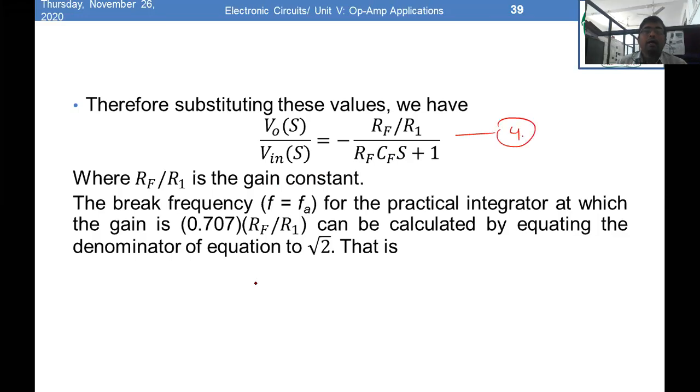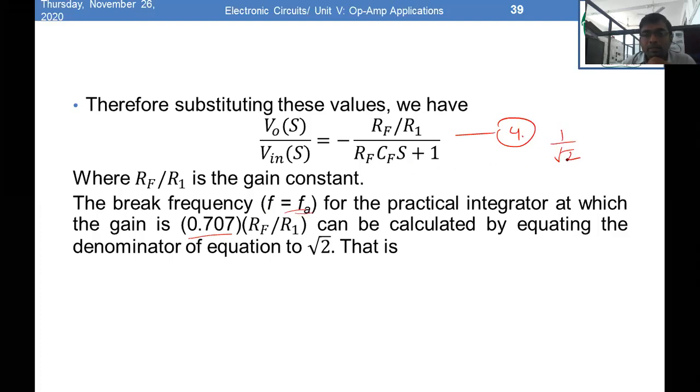The break frequency is the frequency at which the practical integrator gain decreases to 70% of the maximum gain, also called the cutoff frequency. Your gain decreases to 1 upon root 2, or 0.707, of the maximum gain. It can be calculated by equating the denominator to root 2, because at this frequency your gain is decreased by 1 upon root 2.